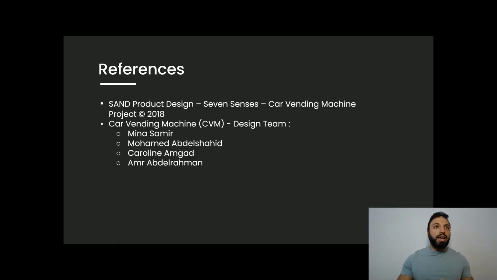Before I conclude, I would reiterate that this is a copyright for Sand Product Design. All of the material, all of the concepts, even the ones that were not used in production at the end, are our copyright. The client is our Seven Senses client, a very good and collaborative client that we have enjoyed working with very much. The car vending machine project design team, very important, and some of the faces you've seen are Mina Samir, Mohamed ElSharawy, Caroline Amgad, and Amr Abdurrahman. Very strong team, and we delivered a very good product in a very challenging time frame, with tons and tons of changes and iterations we've done together.